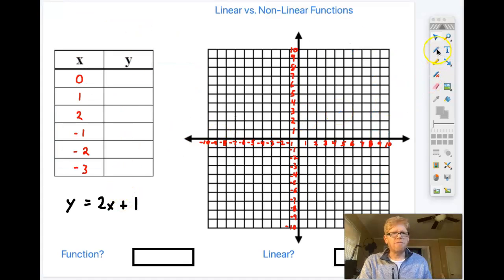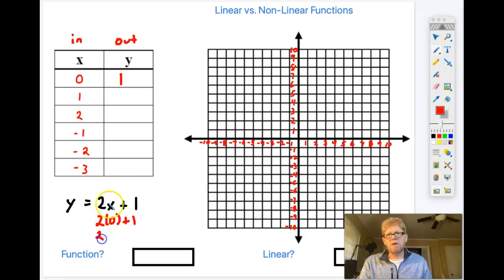Here we have a function right down here at the bottom. y equals 2x plus 1. Let's see what kind of function this is when we put it on a graph. So we'll just start plugging in values. For example, we'll plug in a 0 for our x value. That's 2 times 0 plus 1. So when we solve that, 2 times 0 is 0, plus 1 is 1. So with an input value of 0, we get an output value of 1.